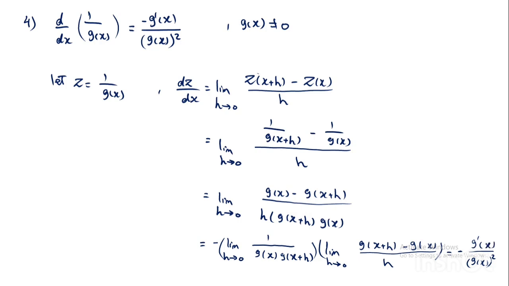The fifth rule is the division rule. So we would like to evaluate d by dx of f of x over g of x, provided for sure that g of x is not equal to 0. We would use the previous results, namely the product rule and reciprocal rule, to do this one.